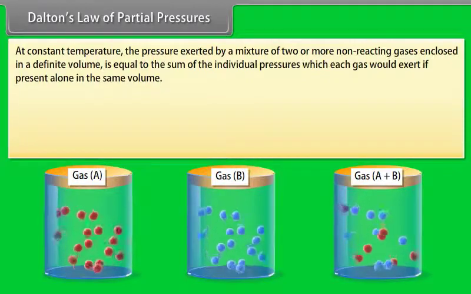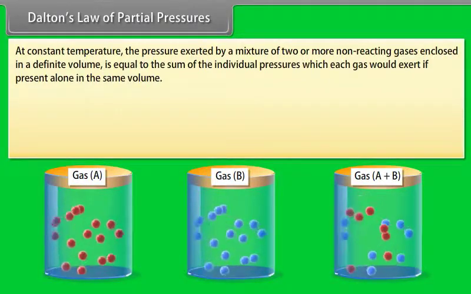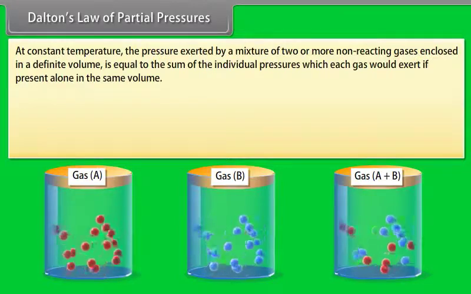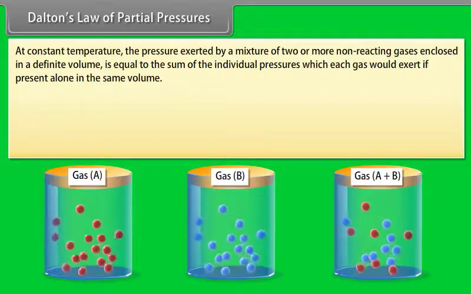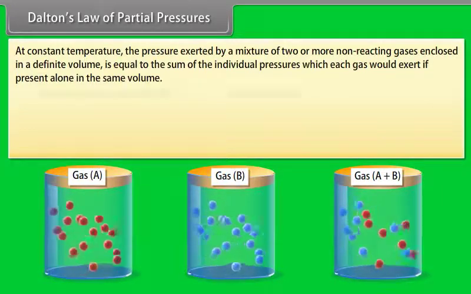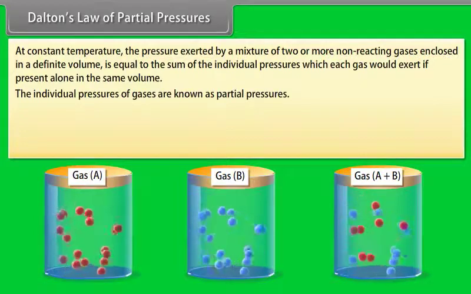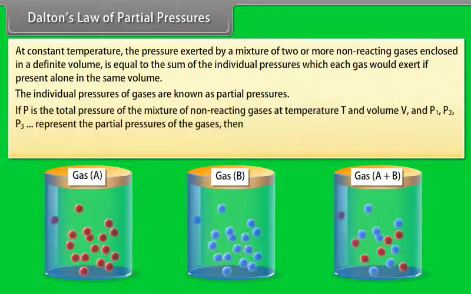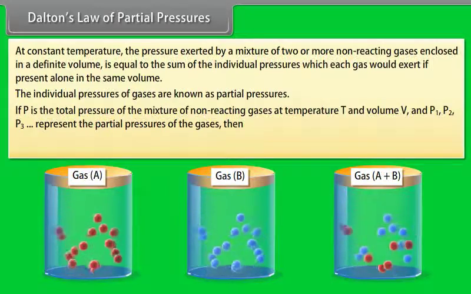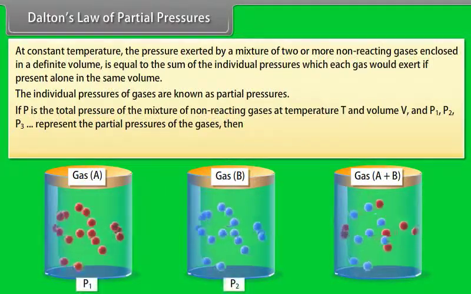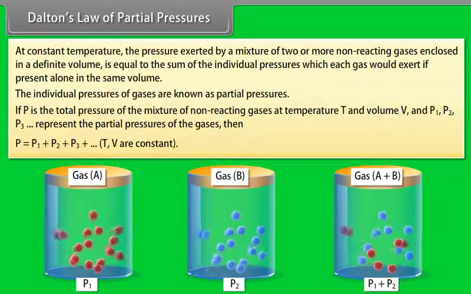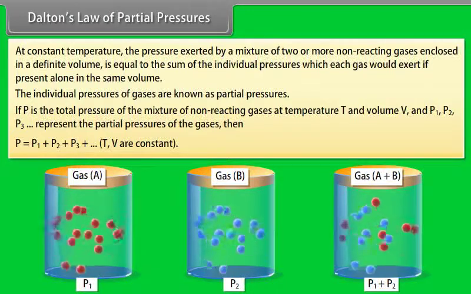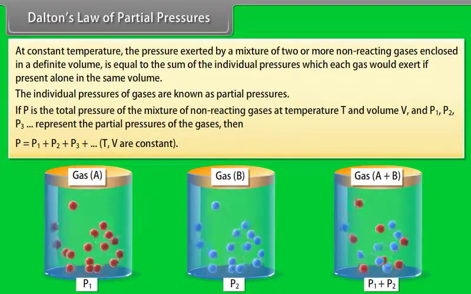Dalton's law of partial pressures. At constant temperature, the pressure exerted by the mixture of two or more non-reacting gases enclosed in a definite volume is equal to the sum of the individual pressures which each gas would exert if present alone in the same volume. The individual pressures of gases are known as partial pressures. If P is the total pressure of the mixture of non-reacting gases at temperature T and volume V and P1, P2, P3 represent the partial pressures of the gases, then P is equal to P1 plus P2 plus P3 plus so on, where T and V are constants.